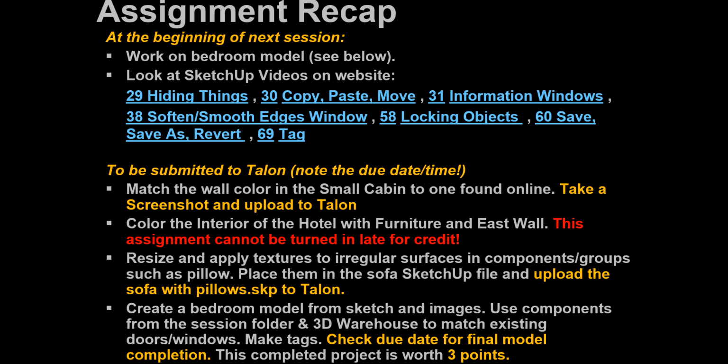Again, work on the bedroom model and see below, we're doing all the stuff down here. Create a bedroom model from the sketch, use components from the session folder in the 3D warehouse, match existing doors and windows, make tags, put the things in correct tags, the floor and the ceiling. For the small cabin is that wall color that we talked about. And then complete the interior of the hotel with furniture east wall.